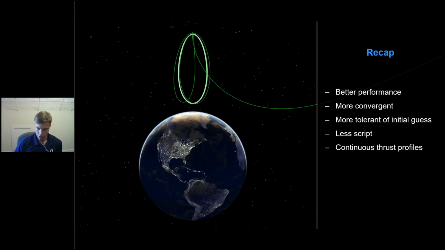So to recap, these new features are going to make solving trajectory problems in FreeFlyer faster. Things are going to be more performant. The optimizer is going to be a lot more convergent than it was previously, so it'll help you solve more complex problems. You'll be able to feed the optimizer worse initial guesses and still find a good solution to the problem. You'll have to write less script to do it, and of course, you can now use continuous thrust profiles in FreeFlyer.